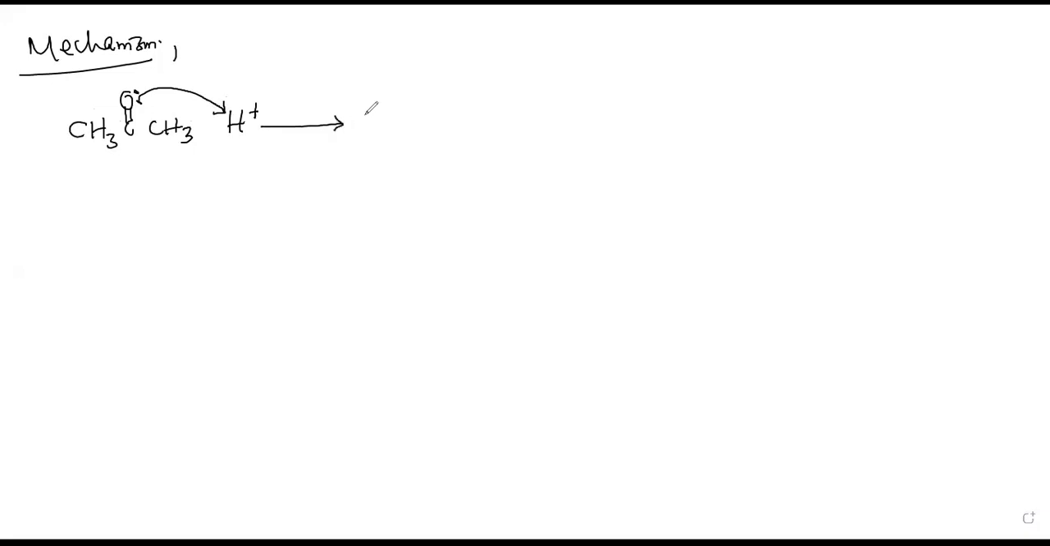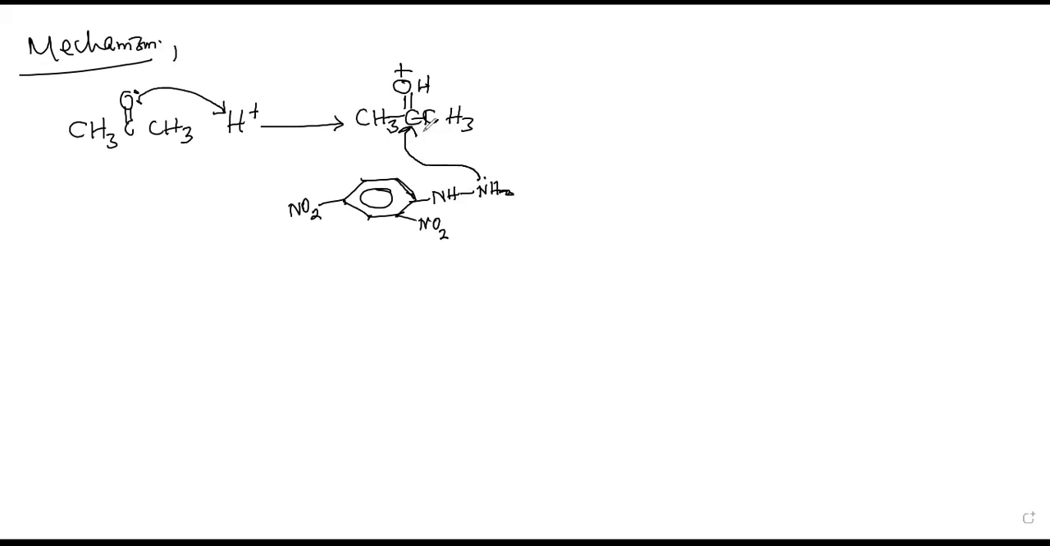So here we shall form CH3, C, then double bond, OH with a plus, then CH3. Now what happens here is that we bring our reagent, which I can draw in a different order from what I wrote on the arrows. I can have my hydrazine group here, then my NO2 and another NO2 here. So the lone pair on nitrogen will attack the positive carbon, then one bond here will go.